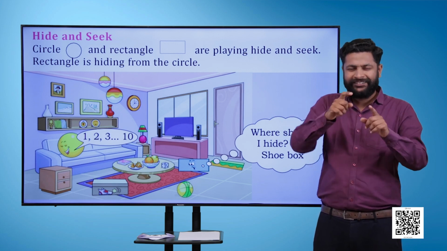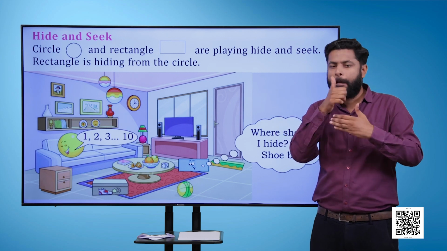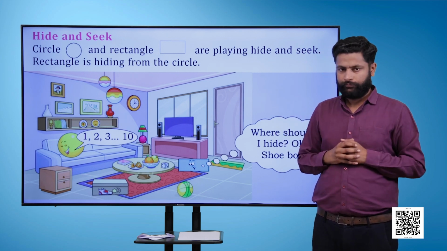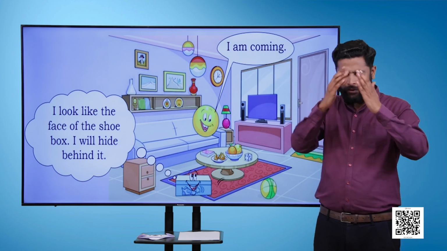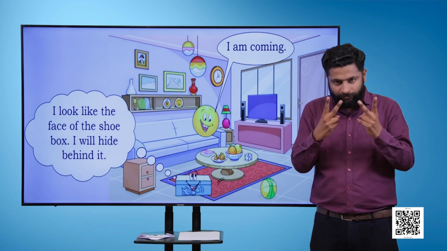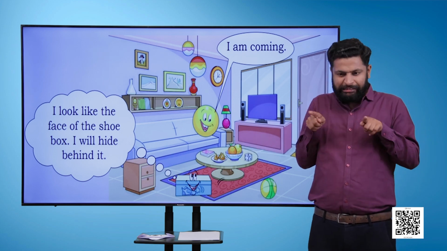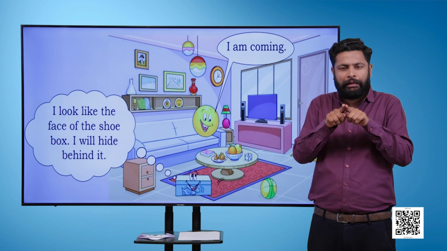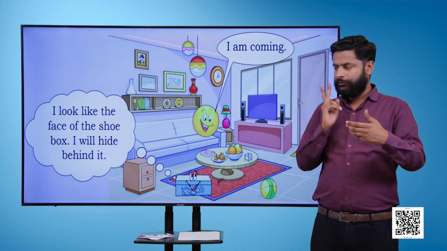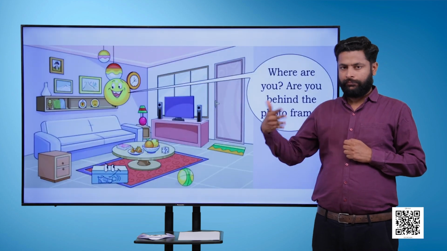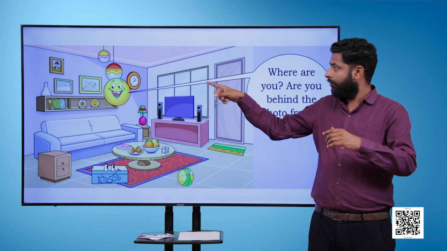Oh, shoebox. Circle says 1, 2, 3, 10. Circle says, I am coming. Rectangle is thinking, I look like the face of the shoebox. I will hide behind it. Circle says again, where are you? Are you behind the photo frame?